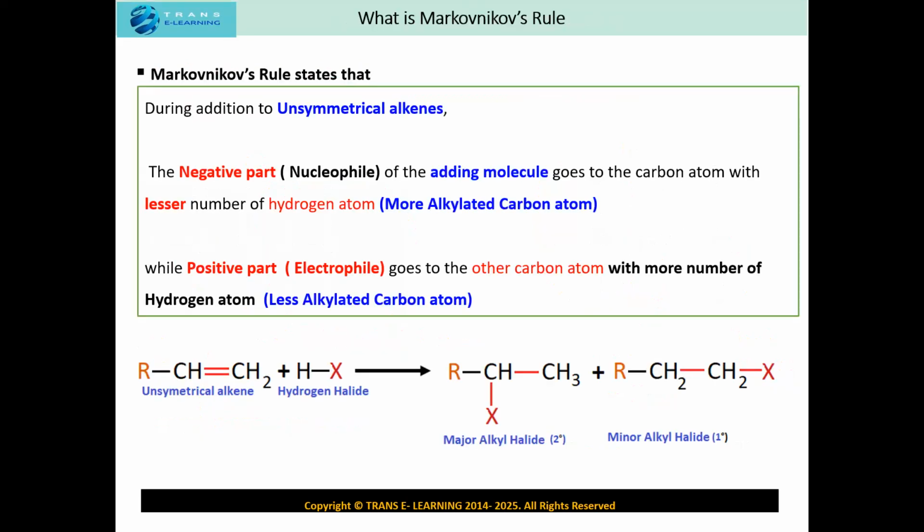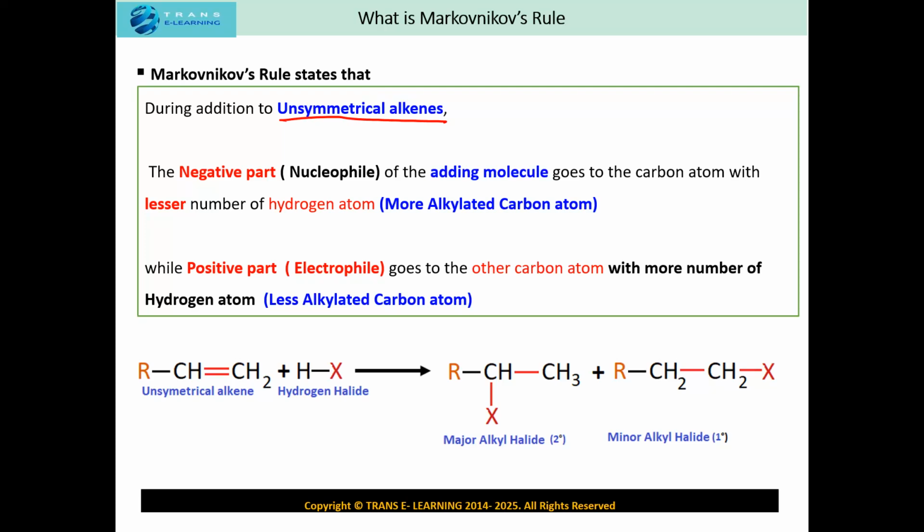Now let us understand what is Markovnikov's rule. Markovnikov's rule states that during addition to unsymmetrical alkenes, I'll tell you the reason when I discuss the conditions which are necessary for Markovnikov's rule. I'm going to explain why unsymmetrical alkenes are needed for the Markovnikov's rule.